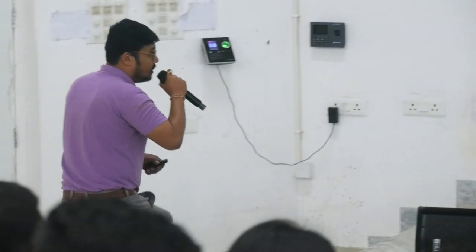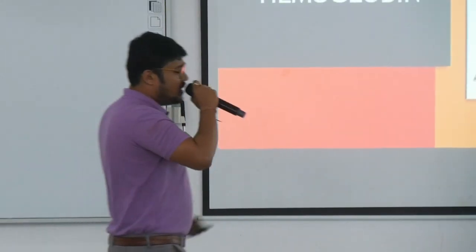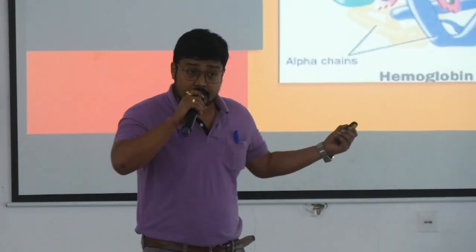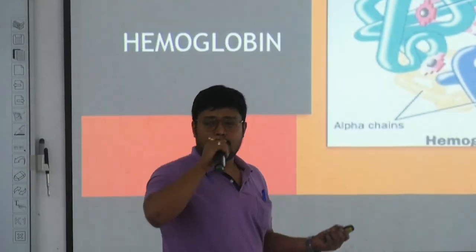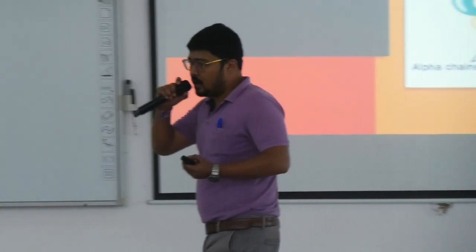So, this is a normal hemoglobin structure, 2 alpha chain, 2 beta chain and heme units attached to the iron atom. This is normal hemoglobin. This variant is called hemoglobin A. That is most predominant hemoglobin in our adult body.